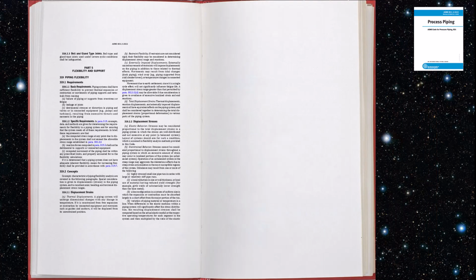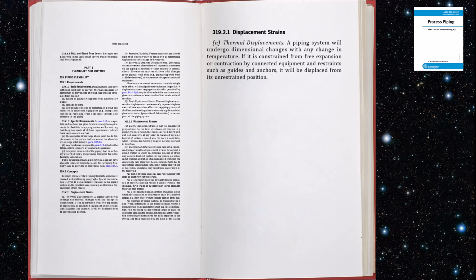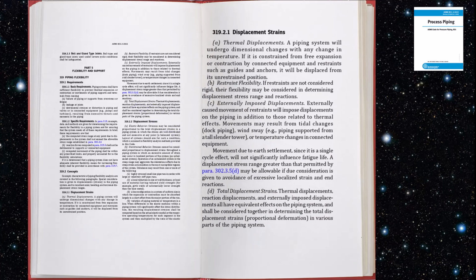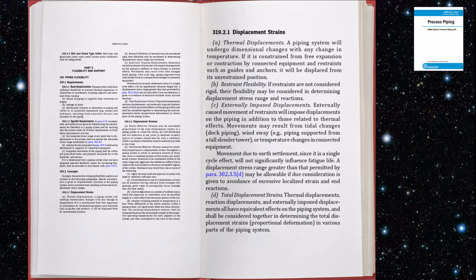From paragraph 319.2.1, we see that there are displacement strains other than thermal that are secondary. A is the thermal displacements, which we have just spent time with on the stress-strain curve. B is restraint flexibility, which means that if the restraints are not rigid, you can take credit for their flexibility. The one we're interested in is C.